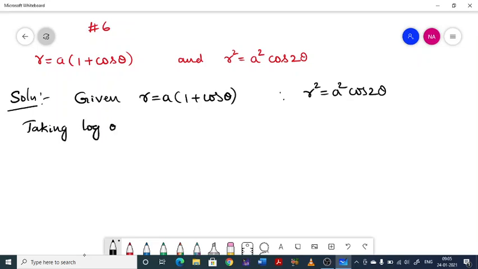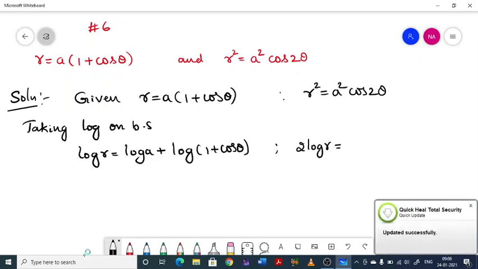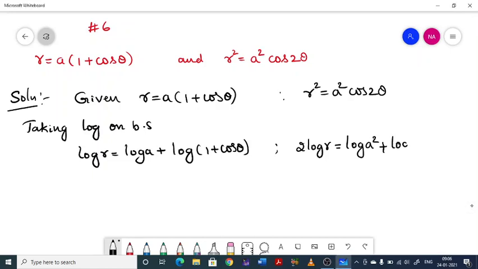We will get, taking log on both sides, log r equal to log a. Using properties of log, I can write this as log a plus log of 1 plus cos theta. Similarly, this side, taking log on both sides, log r square, that can be written as 2 log r equal to log a square plus log cos 2 theta. Right. Now, no further simplification needed. I can differentiate it with respect to theta.